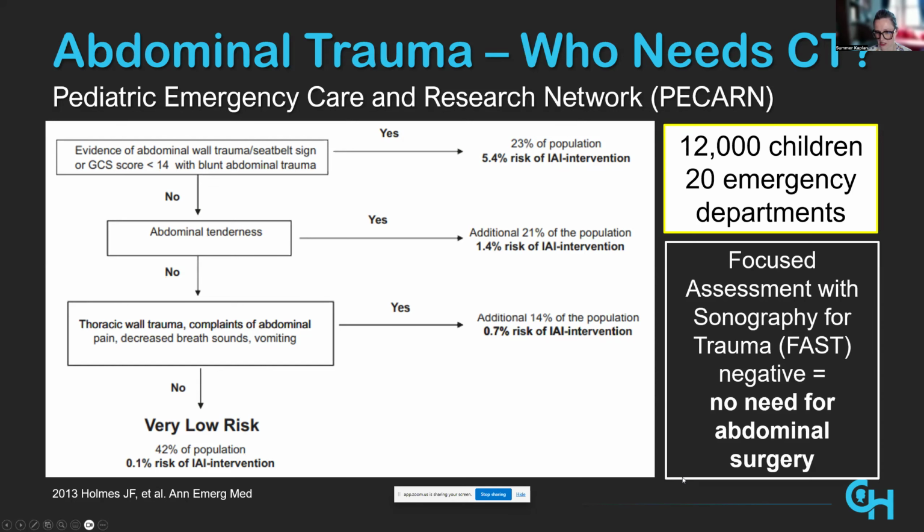It is also worth considering that you can use ultrasound in abdominal trauma. So a FAST, or a focused assessment with sonography for trauma, can be a helpful decision-making tool. If the FAST shows no intra-abdominal fluid, no pleural fluid, there's a very, very small chance you would need abdominal surgery. So almost negligible chance of needing surgery. So that may also help steer people away from doing CT in low yield cases.